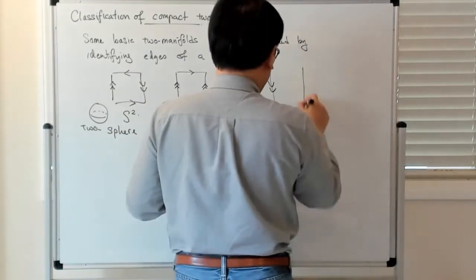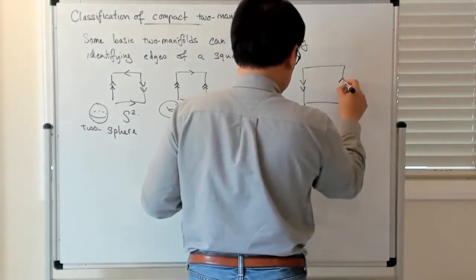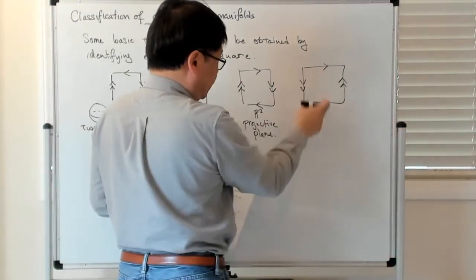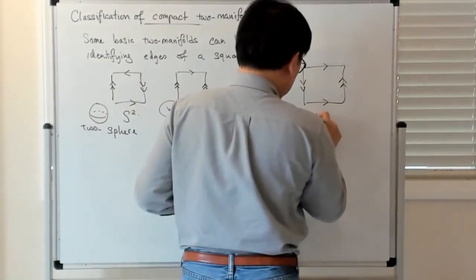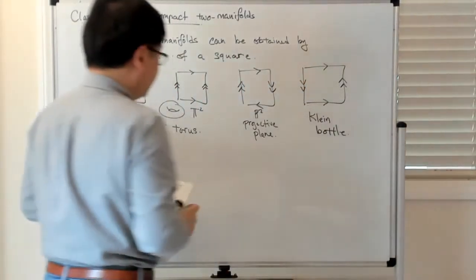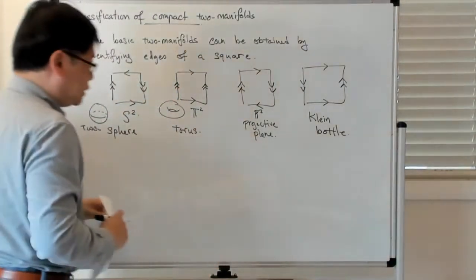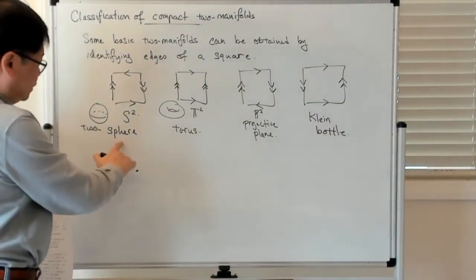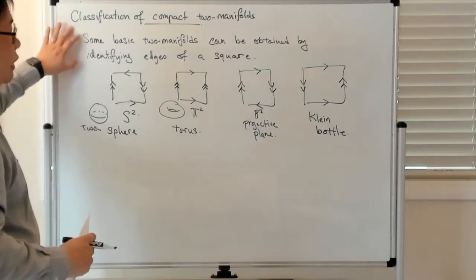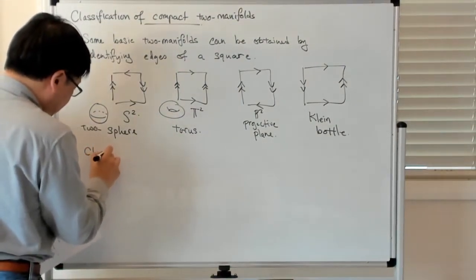And then the Klein bottle is the following: reverse orientation and then consistent orientation. The Klein bottle is less important for our purposes, but the reason why I wanted to talk about these three is because that's going to form part of the classification theorem.